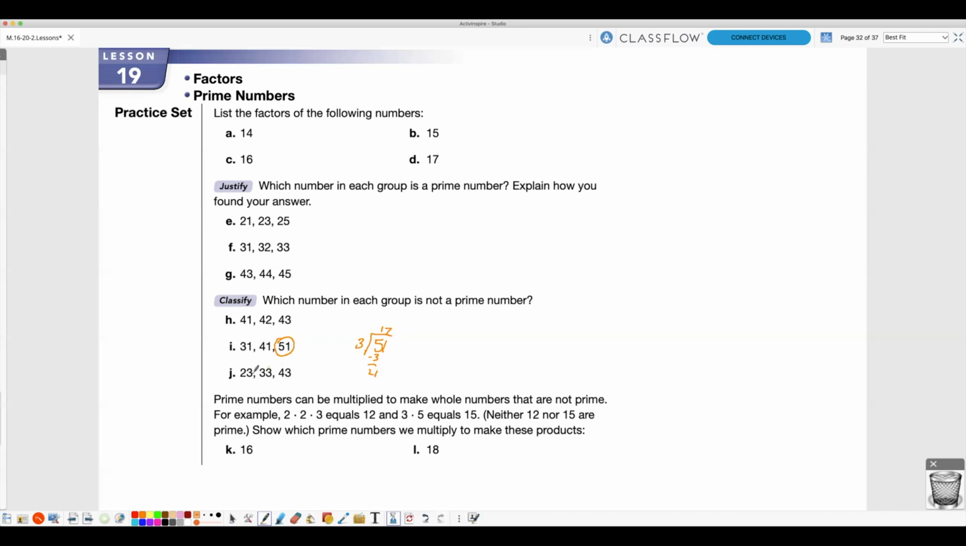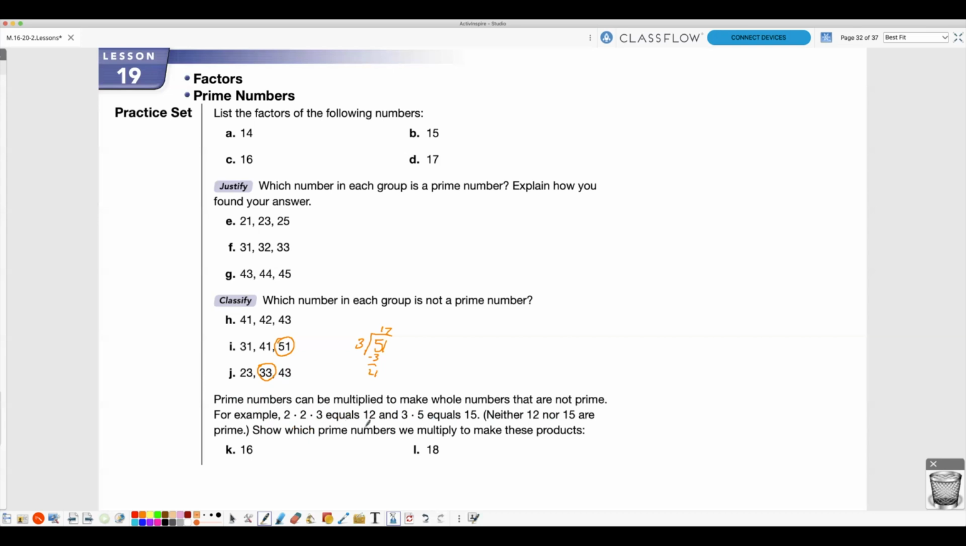Letter J. 23, 33, and 43. All right, in this one, you should have noticed that 33 is also divisible by 11. So it means it's divisible by more than 1 and 33, which makes it not prime. It's a composite number. Prime numbers can be multiplied to make whole numbers that are not prime. For example, 2 times 2 times 3 equals 12, and 3 times 5 equals 15. Neither 12 nor 15 are prime.